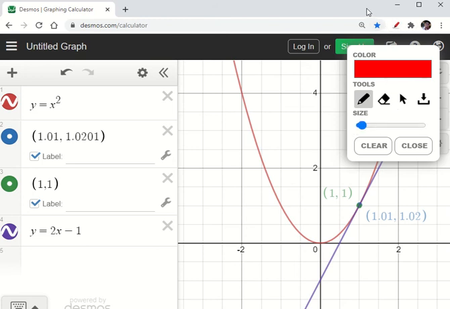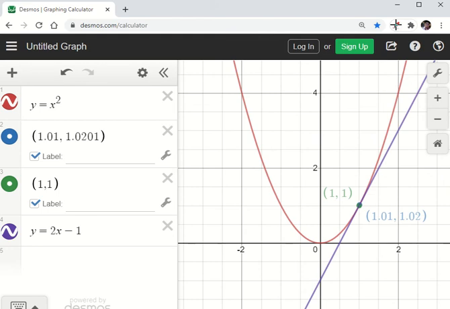The tangent. This line is called tangent. We say this line is the tangent for the curve at the point x equals to 1. The tangent of y equals to x squared, the curve, at which point? At the point x equals to 1.